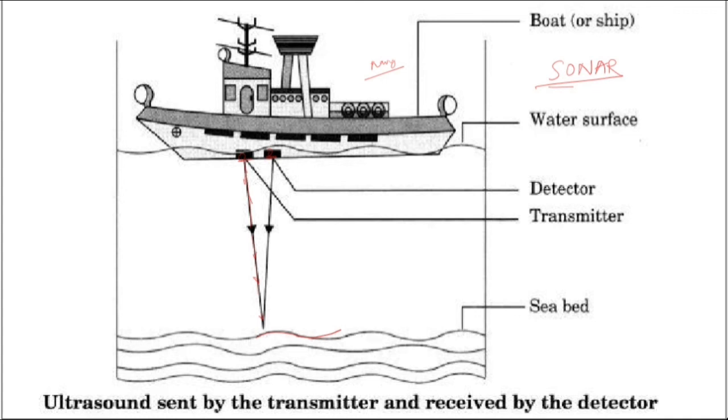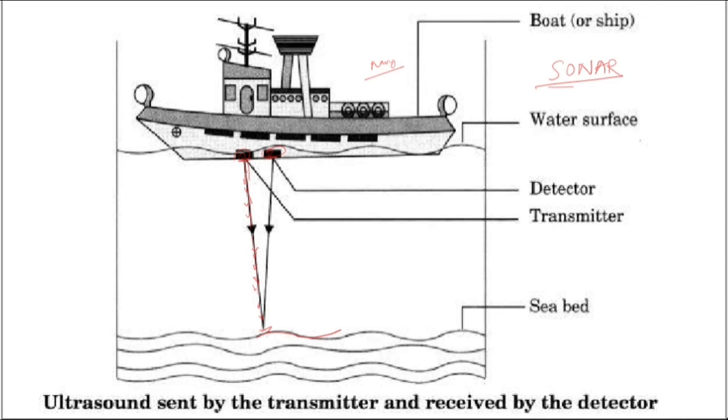Alright, so how does this work? There is a transmitter and there is a detector. Both are fitted on the ship. The transmitter continuously transmits high frequency waves, right? Ultrasonic waves towards the ground.